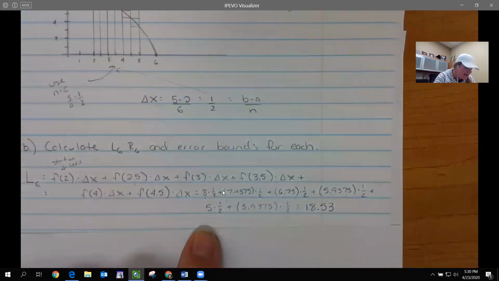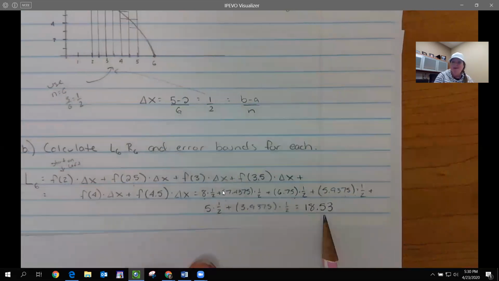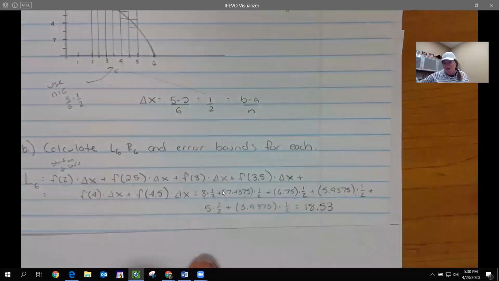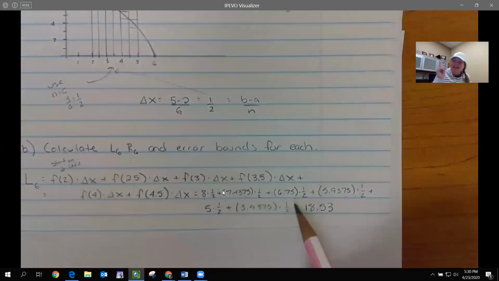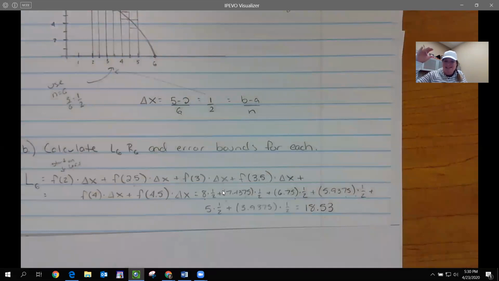So then I just put in each of these functions and times by the 1/2, add that all up. That's why it's a sum. It takes a long time. You're adding up these things for a while. So I get that the left sum is headed to 18-ish, 18.5.